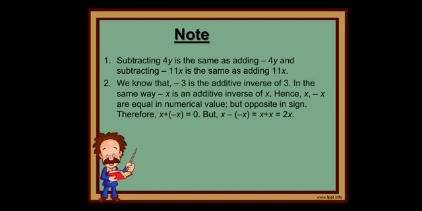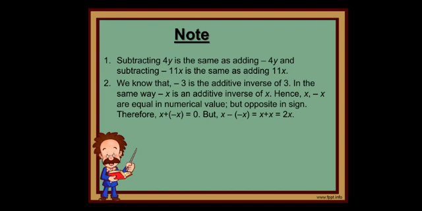Next one. We know that minus 3 is the additive inverse of 3. In the same way, minus x is an additive inverse of x. So x and minus x are equal in numerical value but opposite in sign. This is what we have seen here.